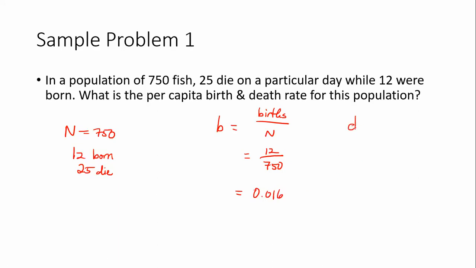And then our per capita death rate would be deaths over n, which would be 25 over 750, which would be 0.033. Now remember, I'm lazy. I always round to just 2 decimal points, or 2 actual numbers besides 0. If you have to do any calculations like this on the AP test, there's always a range of answers that are accepted, so that rounding shouldn't affect it.